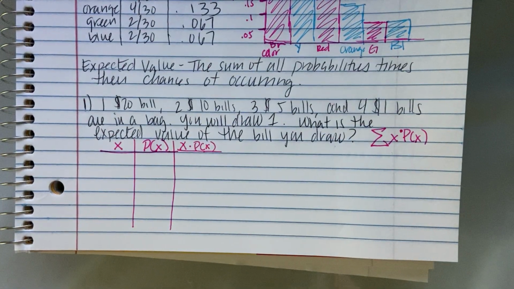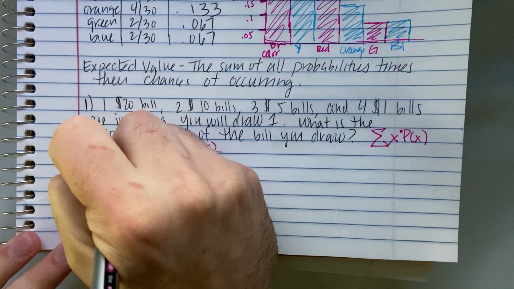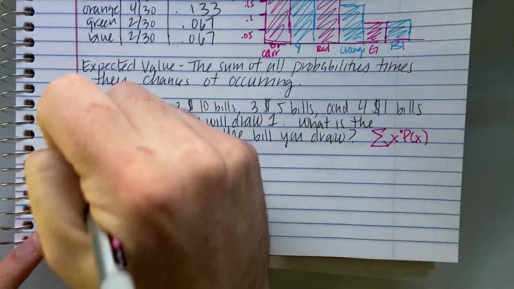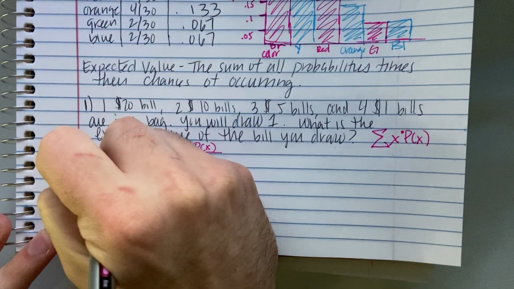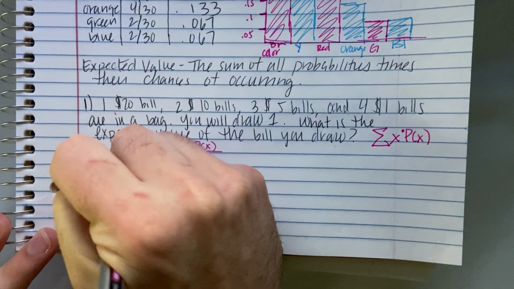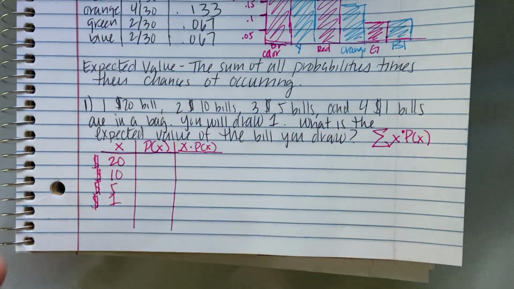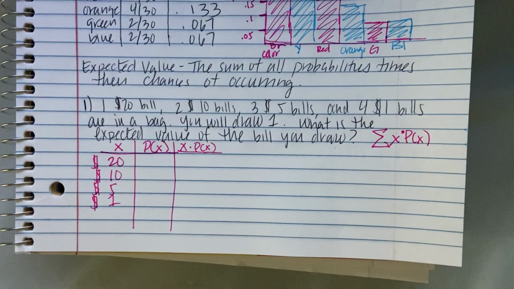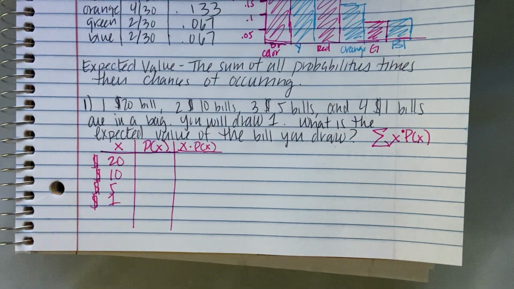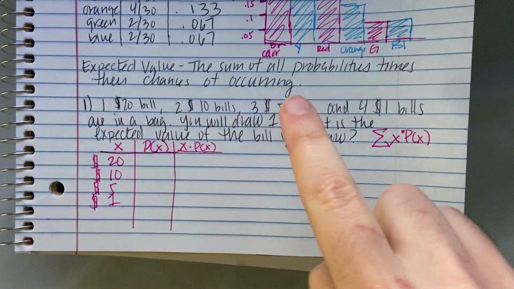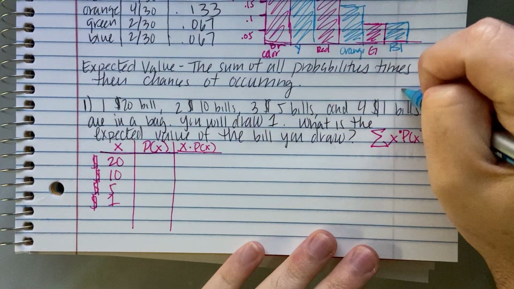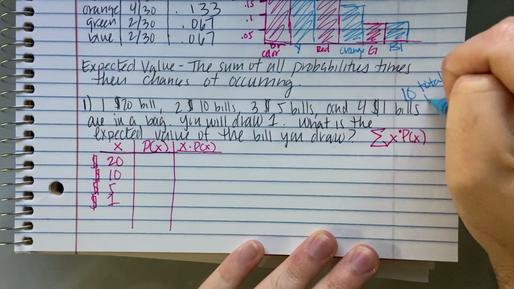So I asked myself, what are my options here? What can I possibly draw? I could draw a $20 bill, which is worth $20, a $10 bill, a $5 bill, or a $1 bill. Now P of x is the chance of drawing that bill. How many total bills are there? There's 1 $20, 2 $10s, 3 $5s, and 4 $1s, which is 10 total bills.